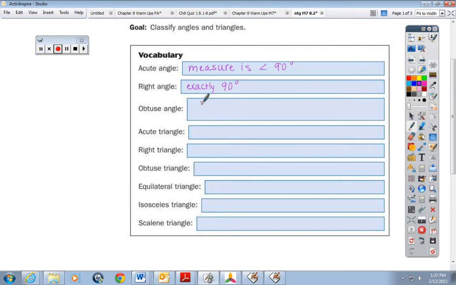Okay, so an obtuse angle is the measure is greater than 90 degrees, but less than 180 degrees. Okay, so greater than 90, less than 180.